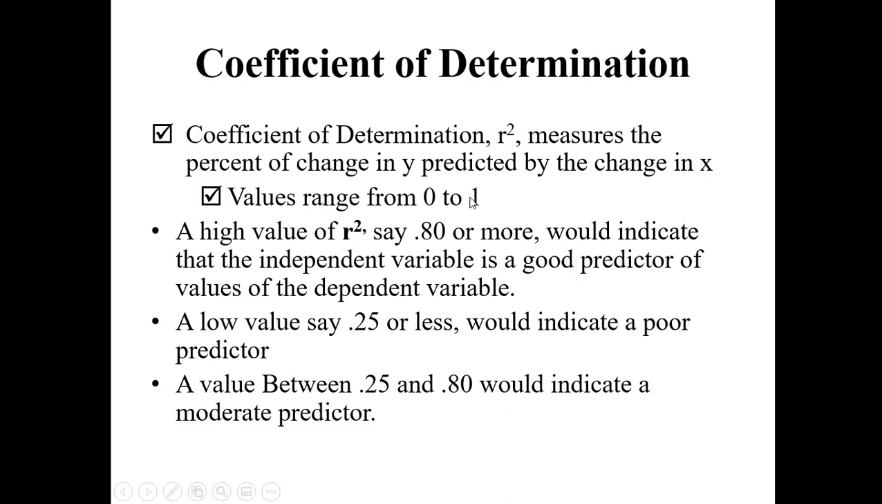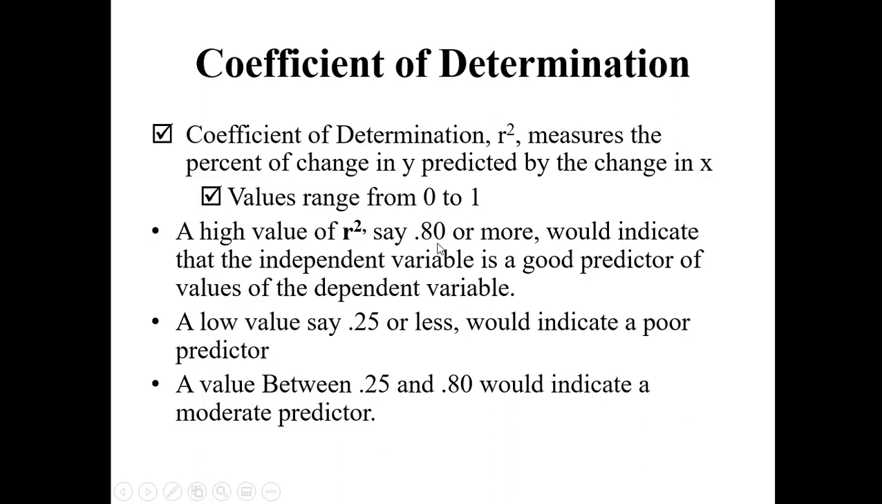So minus 1 is not here, because when you take the square of minus 1, it will become positive. That is why the coefficient of determination value lies between 0 and 1. A high value of R square, say 0.80.